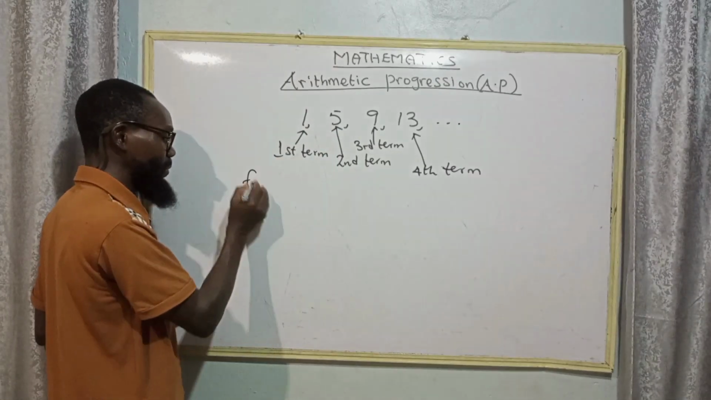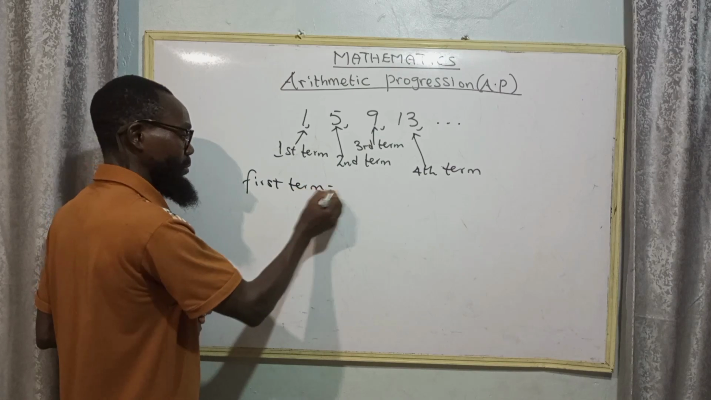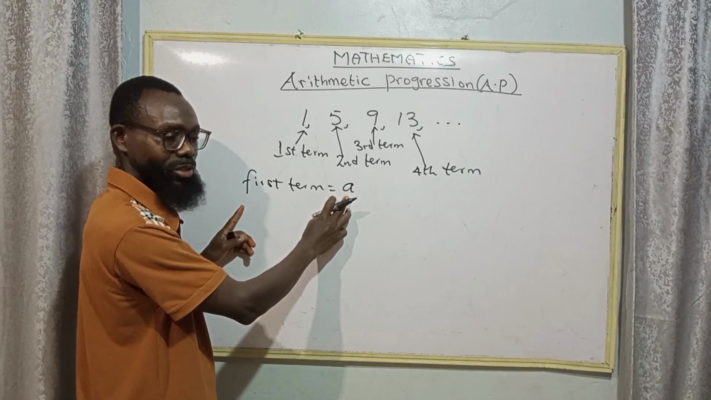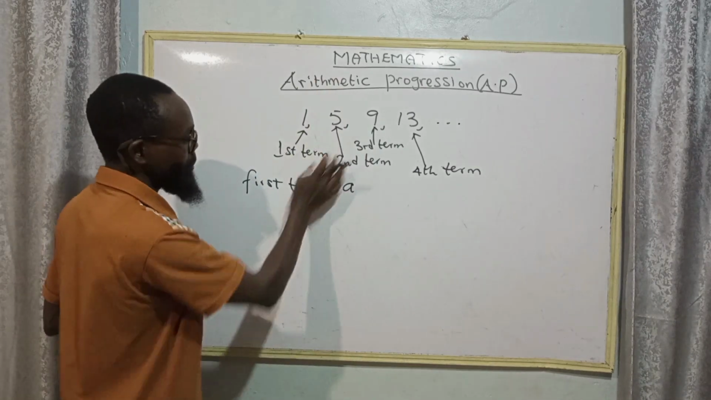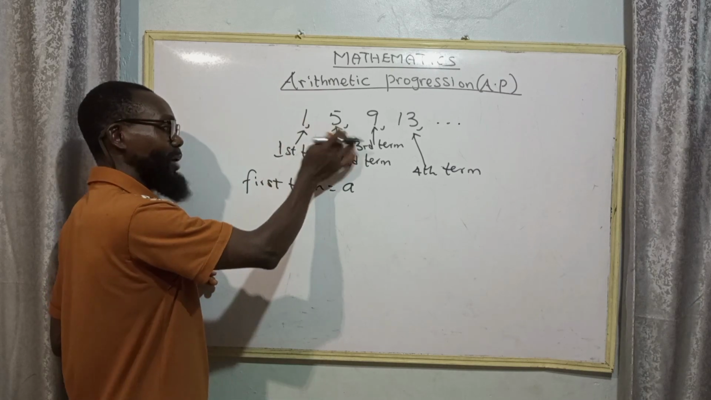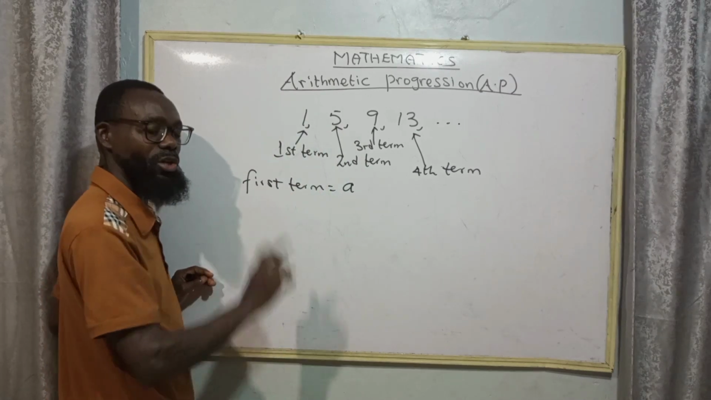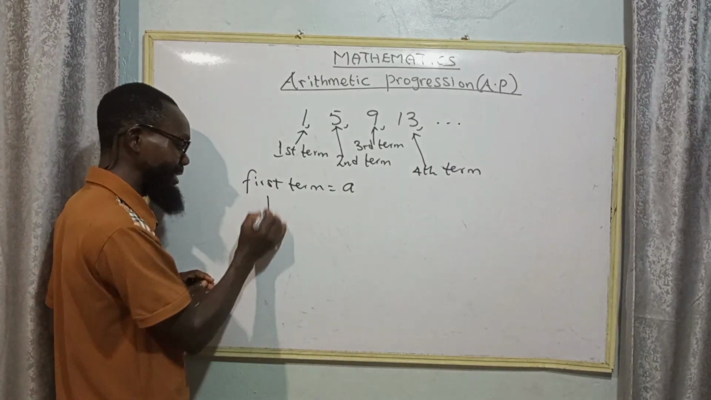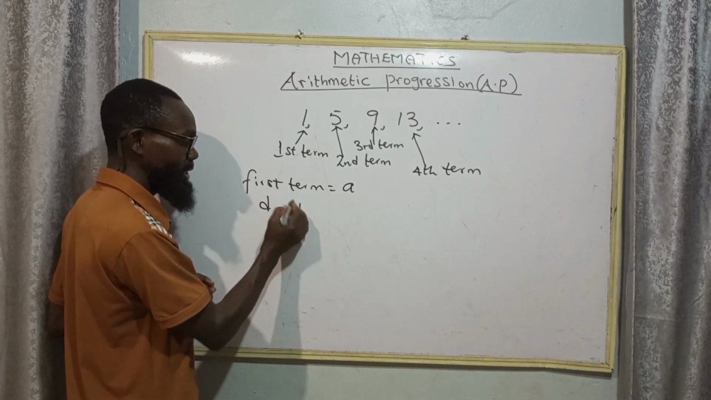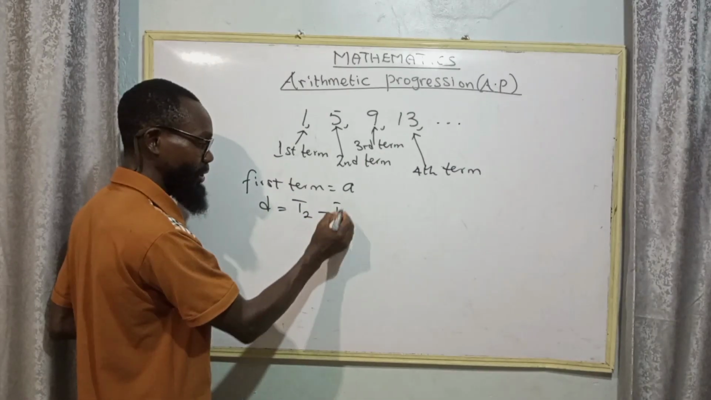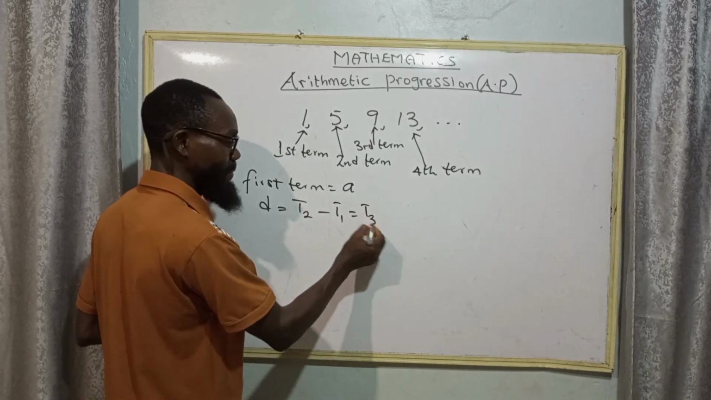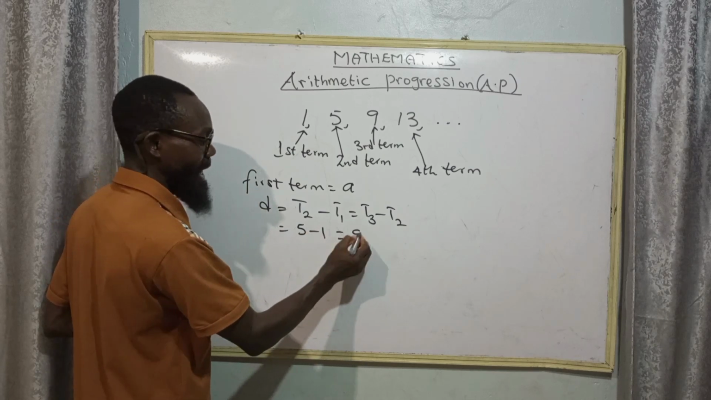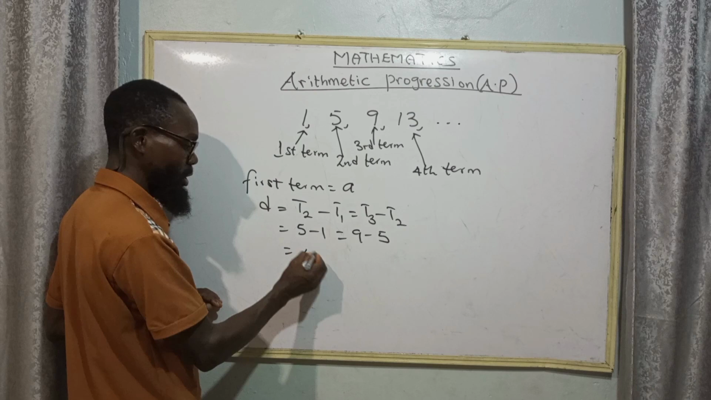Now, this value is called the first term. Our first term is denoted as A. Now, we want to find the difference between the second term and the third term. The difference is called the common difference, a difference that is common to both of them, and this one is denoted as D. So the common difference is equal to T2, that is the second term minus the first term, or the third term minus the second term, which means 5 minus 1 equals 9 minus 5, which is equal to 4.